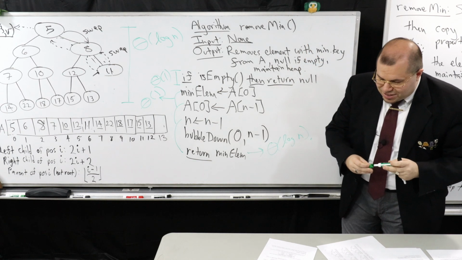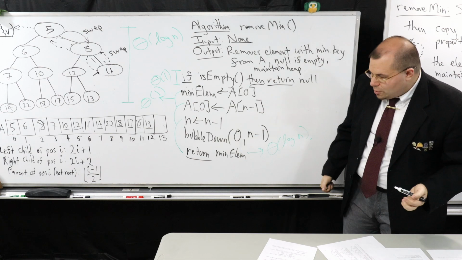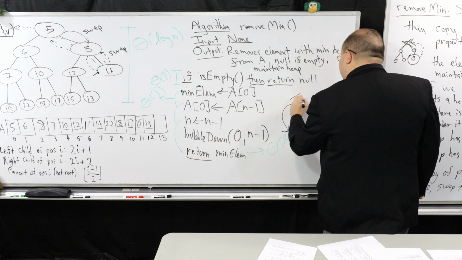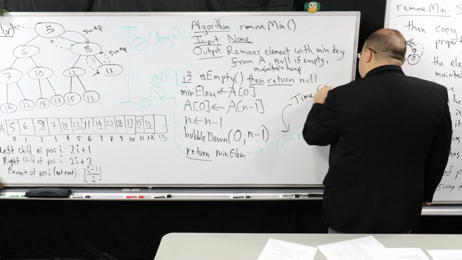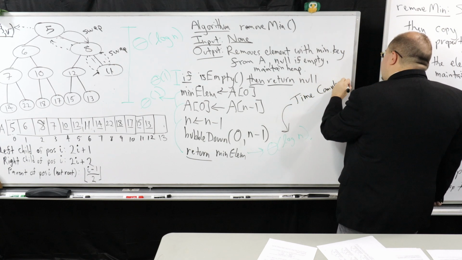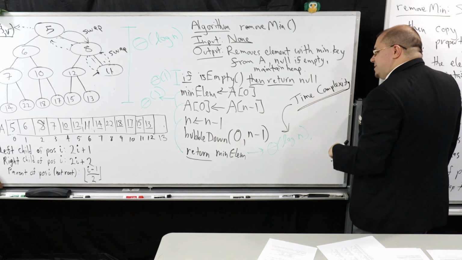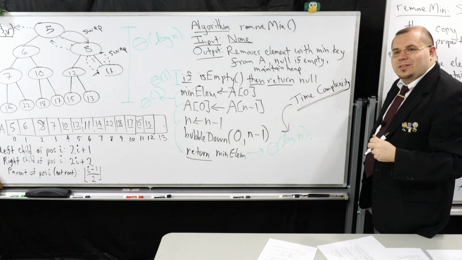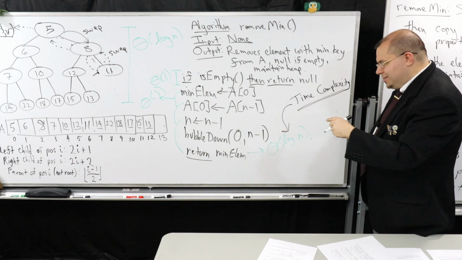So the nice fun thing is that removeMin is going to end up having time complexity big theta log n. So that's your time complexity. Notice that all these constant functions get dominated by, in fact, the logarithmic one. That's big theta log n. Perfect.